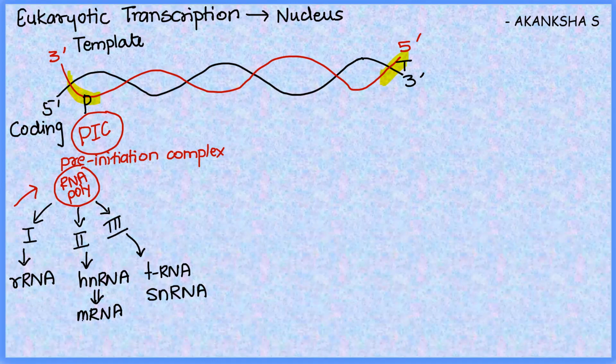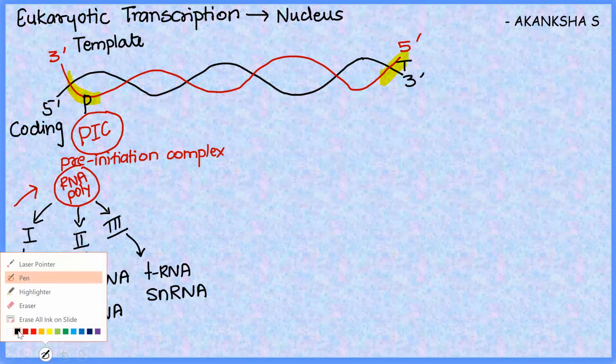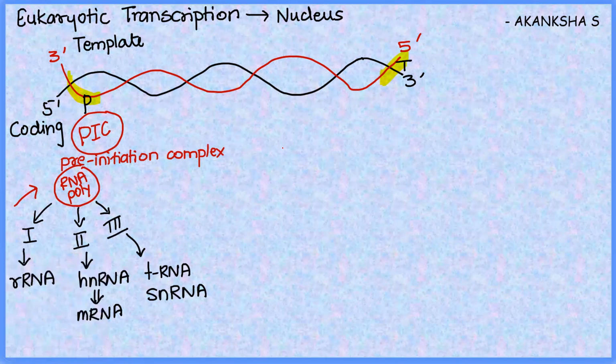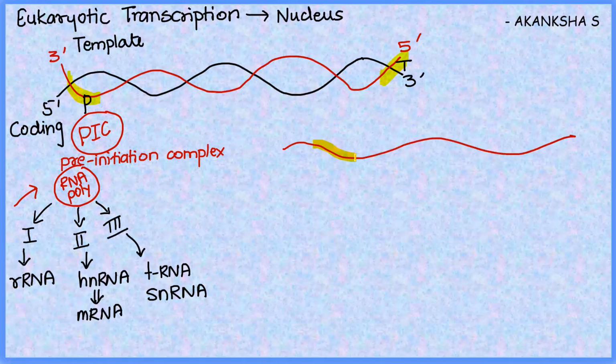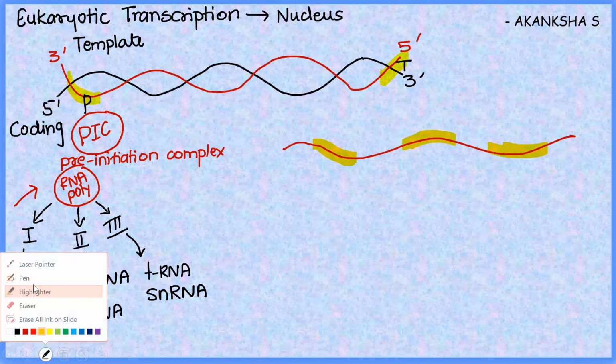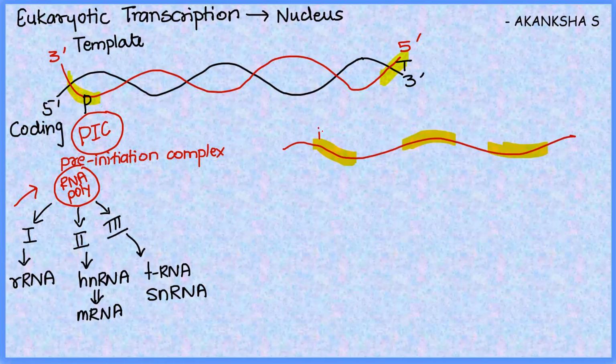Now, what is going to happen? This hnRNA, how does an hnRNA look? Let's see. Heterogeneous RNA would be having smaller chunks of introns, and the rest of the parts would be exons. There are going to be certain introns, and there are going to be certain exons. Now, this is your hnRNA, heterogeneous RNA.